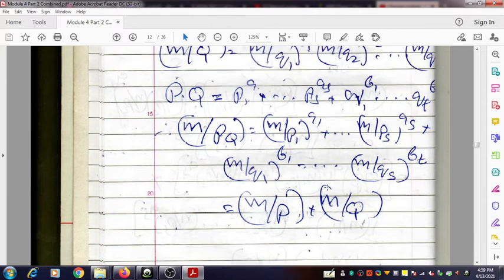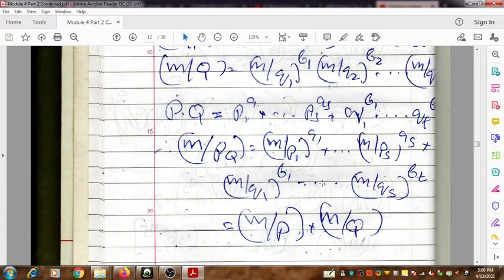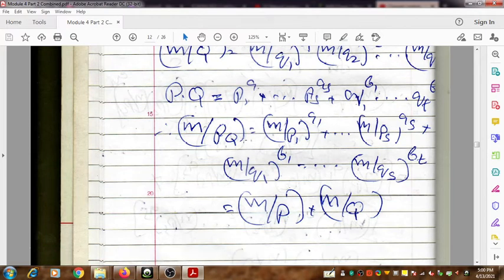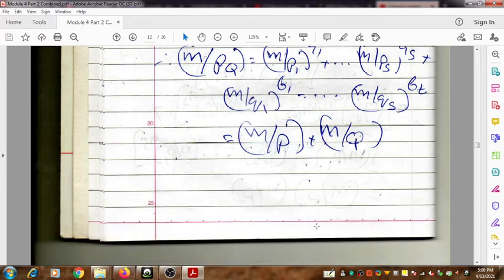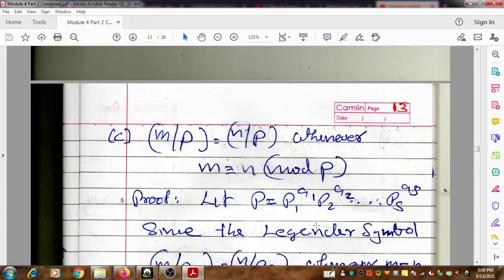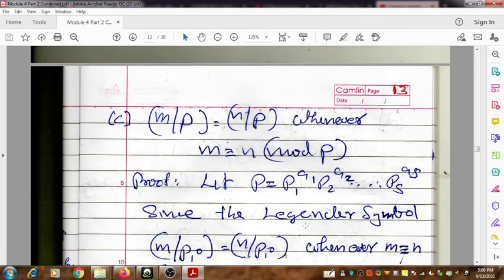And then that can be written as two products here, considering the first set of products of numbers. You can replace that part by (m/p), and the other part can be replaced by (m/q), and therefore (m/p)(m/q) is equal to (m/pq). Next, the third property says that (m/p) equals (n/p) whenever m is congruent to n mod p.